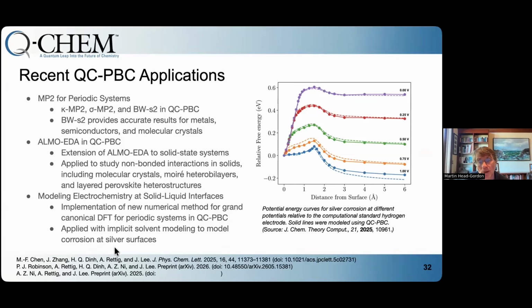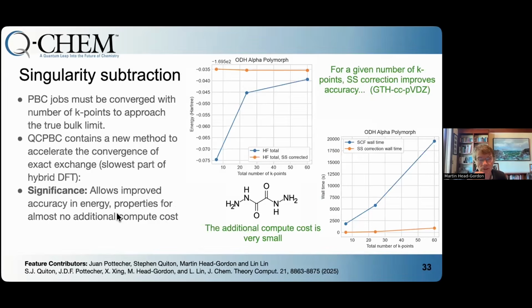Work on applied voltage to do things like simulate corrosion. These are very elegant bias-dependent plots of free energy as a function of pulling an atom away from a surface to model silver corrosion. This can be done in QC-PBC. And it points out the fact that there is a very nice Poisson-Boltzmann model for not just continuum solvent, but continuum electrolyte that makes this possible. So that's a very nice feature in QC-PBC.